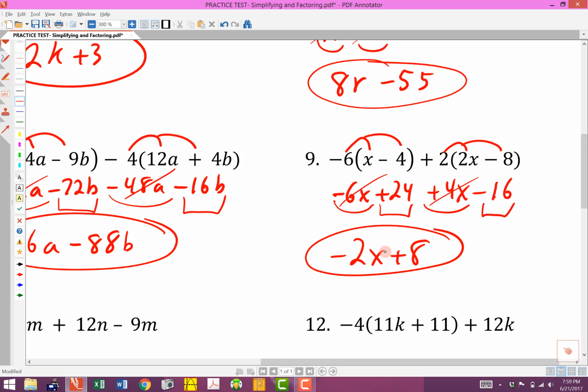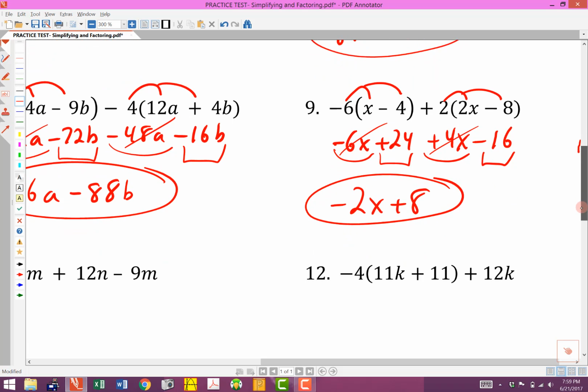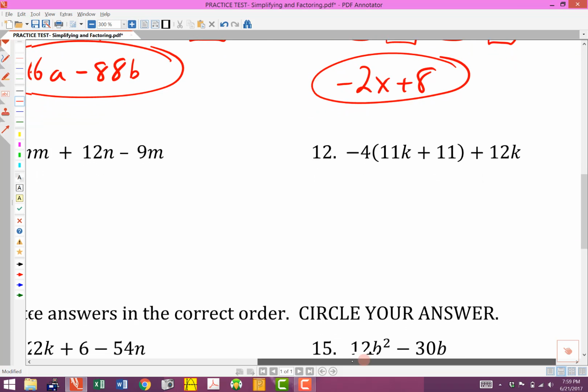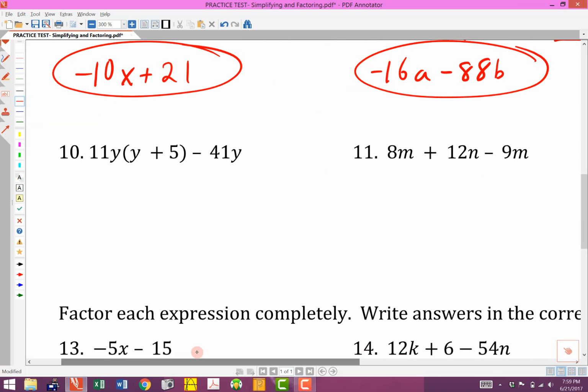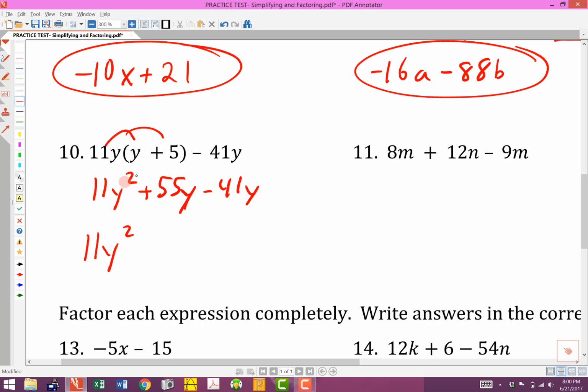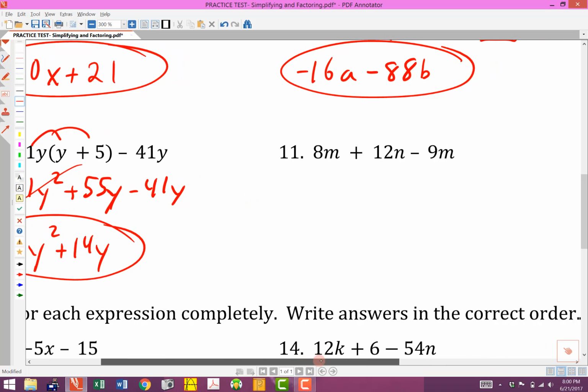And again, some people will look at this and they'll go, gosh, we did a bunch of factoring. I can take out a 2 and maybe a negative or something. Those are not the instructions for this part of the test. It's just simplify. So we're going to distribute through and simplify. So distribute through. 11y squared plus 55y minus 41y. 11y squared, that's the only one of those, and then let's see, that's going to leave us with, what do we got there, 14, positive 14y. Done with that one. It's written in the right order.